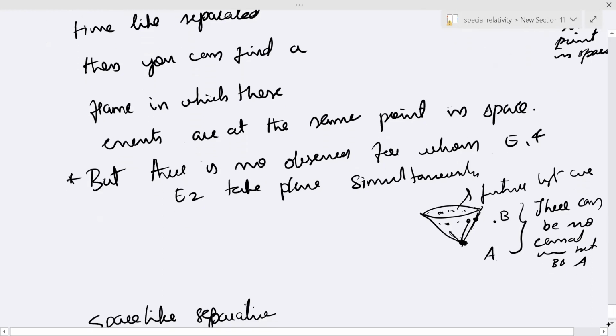Now let's look at space-like separation. For space-like separation, we said that ds squared is less than 0.